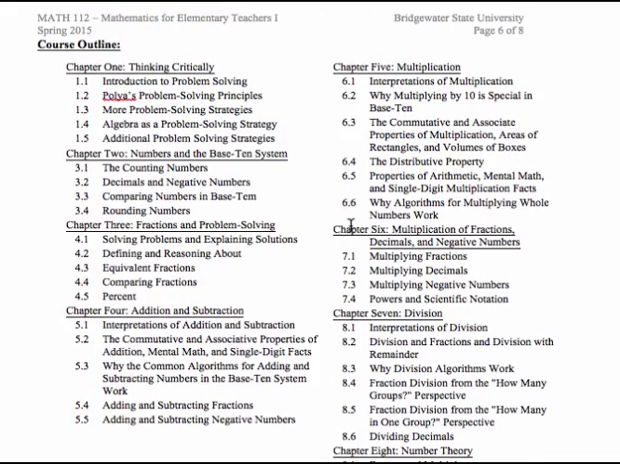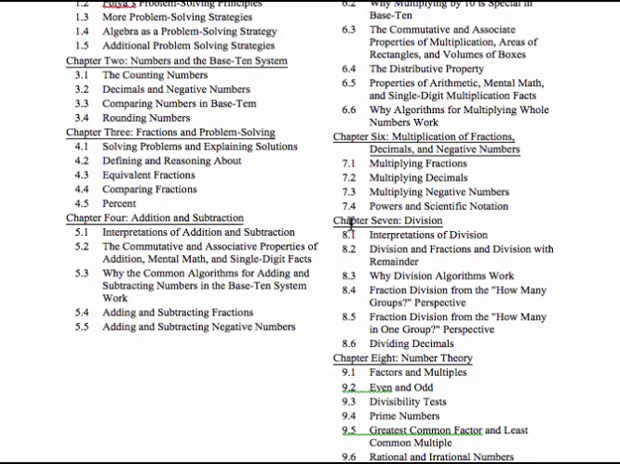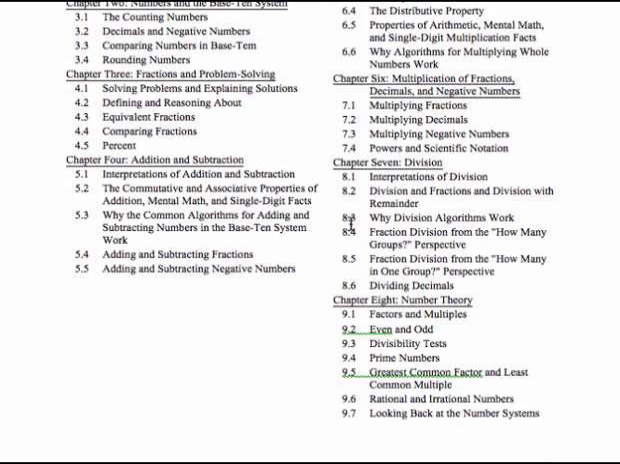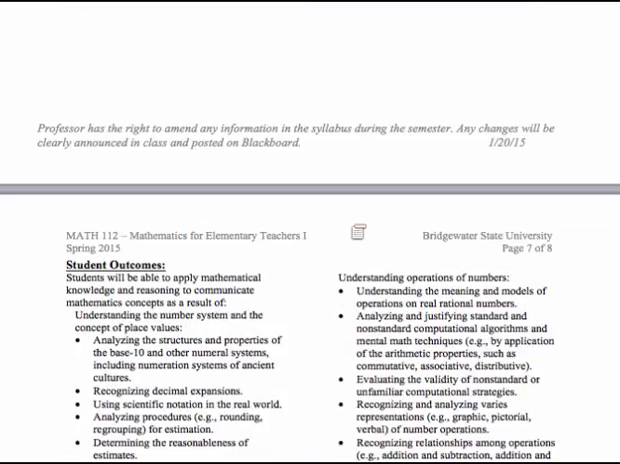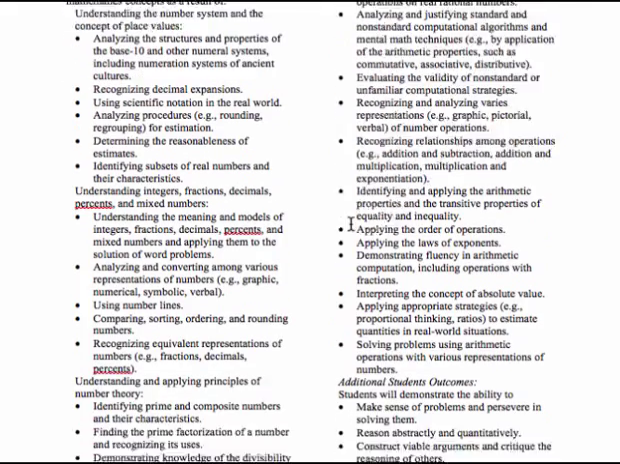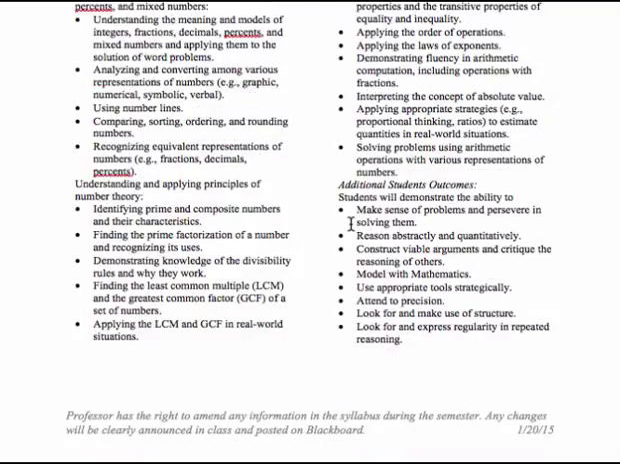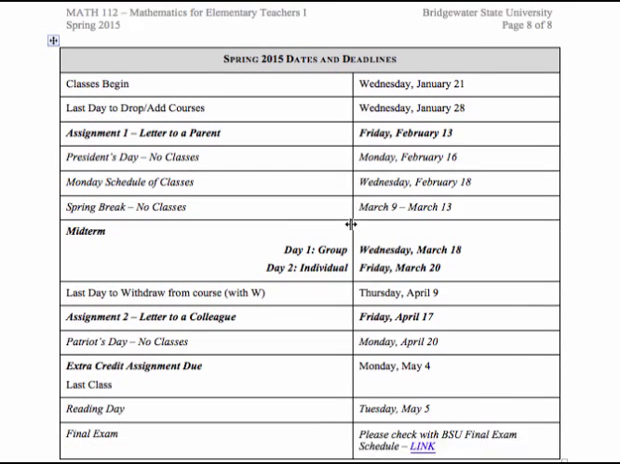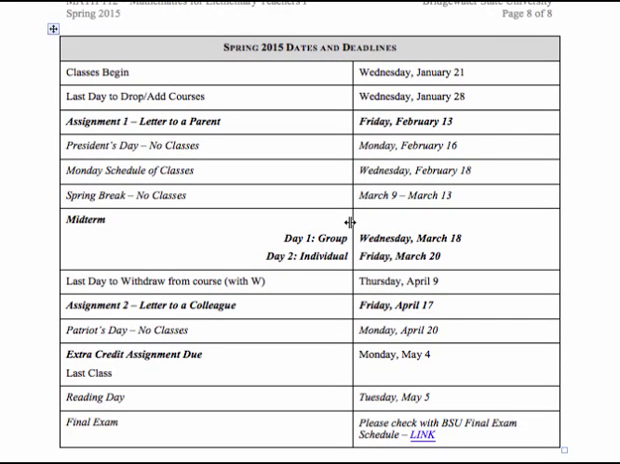Finally, the next few pages include the course outline with the chapter sections that we will be going through this year, as well as the student outcomes for the course. And on the last page, finally, these are the important dates for spring 2015. You see that assignment 1 is due on February 13th, the midterm is on March 18th and 20th, and assignment 2 is due on April 17th.